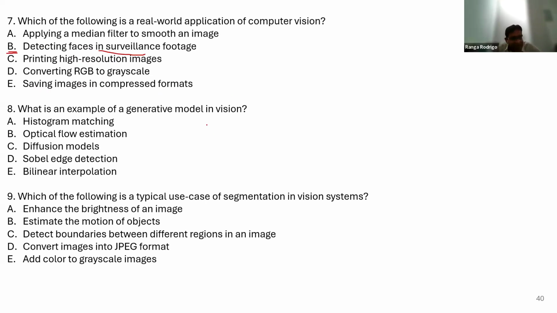What is an example of a generative model in vision? Histogram matching, optical flow estimation, diffusion model, stable edge detection by linear interpolation. Diffusion models are generative models. So I talked about stable diffusion, right?